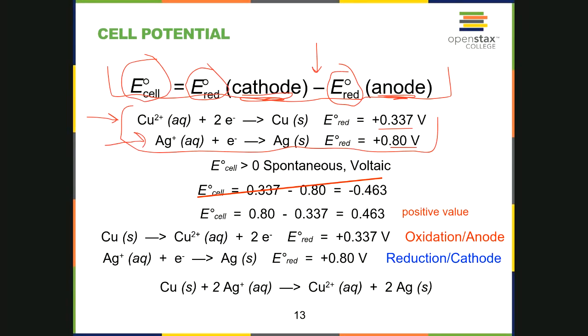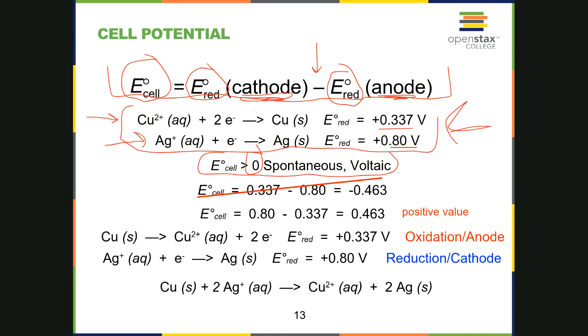Now, let's say that we don't know if the copper is the cathode or if the silver is the cathode. We don't know which one is which electrode to begin with, but we do know these potentials here. And the other thing that's important is that for it to be a voltaic cell like we're talking about, the result of the calculation is going to have to be greater than 0. Okay? Doesn't matter what number it really is, but it has to be a positive value.